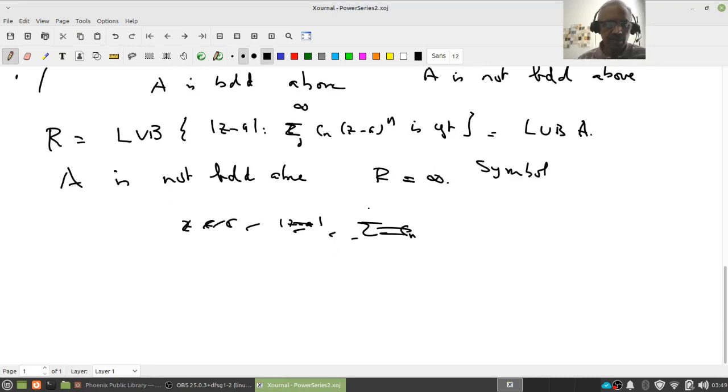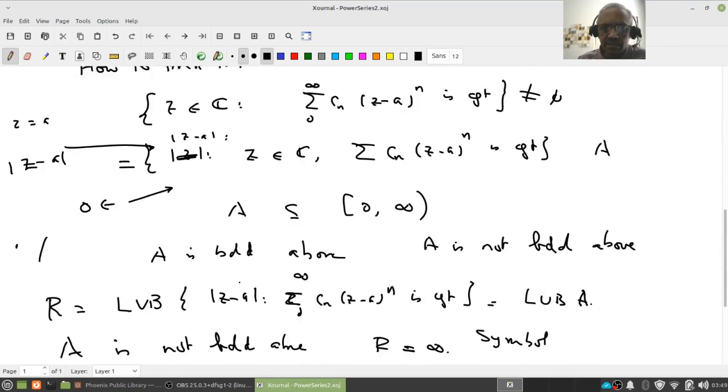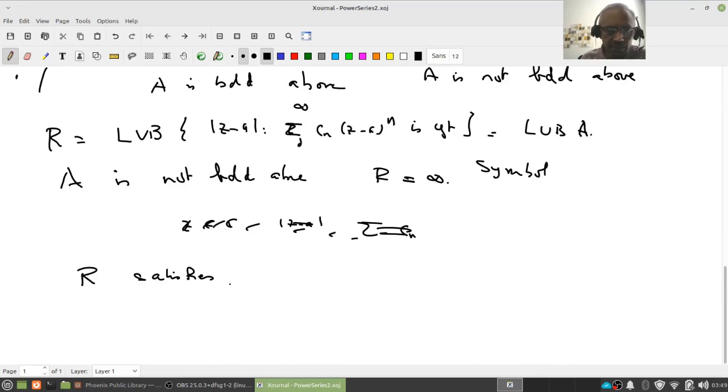Okay, right. Now what do I want to do? The first thing is to notice that R satisfies the two conditions, right? It satisfies condition 2 automatically. Whatever be the R, whether R is finite or R is infinity, R satisfies it. Why? Is that clear? Why?